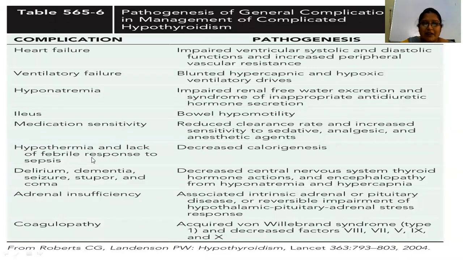There is hypothermia and lack of febrile response to sepsis due to decreased calorigenesis. Then delirium, dementia, seizures, stupor and coma due to decreased CNS thyroid hormone actions and encephalopathy from hyponatremia and hypercapnia. Then adrenal insufficiency. There are associated intrinsic adrenal or pituitary diseases or reversible impairment of the hypothalamic pituitary adrenal stress response. Then there is coagulopathy due to acquired von Willebrand syndrome type 1 and decreased factors 8, 7, 5, 9 and 10.